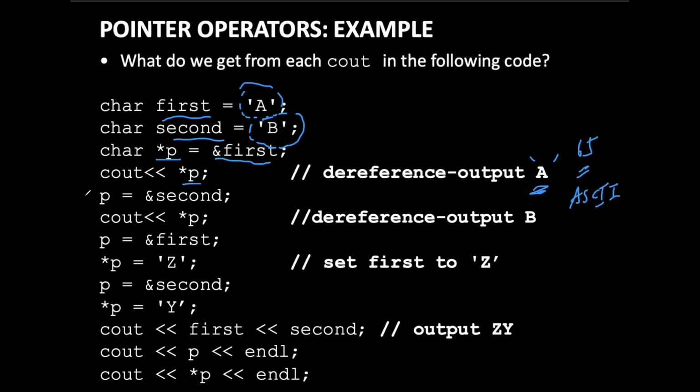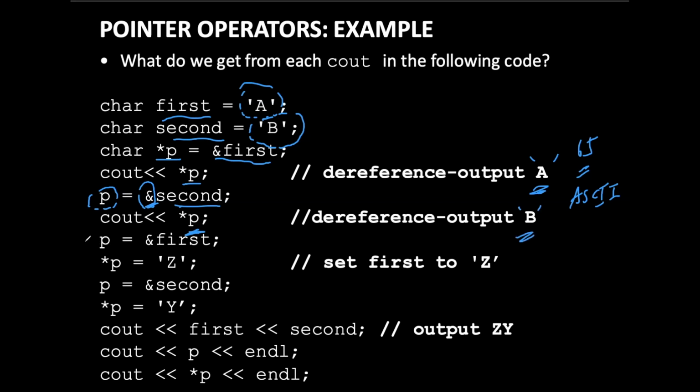Let's look at the very next one. P equals ampersand second. The reason why we can do that is because P is a pointer. Pointers are assignable. So we assign P now to point to the address of second, using the unary address-of operator. When we dereference P, now we get back the value of second, which is B. Again, this is a character B.